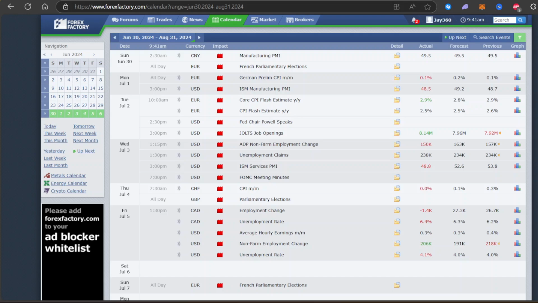So how do you actually use these indicators in your trading? One of the best tools to track them is an economic calendar, and that is where we are right now. Economic calendars show upcoming indicator releases along with their expected values. You can see these values here, the forecasted value, the previous value, and the actual value after the news event has taken place.